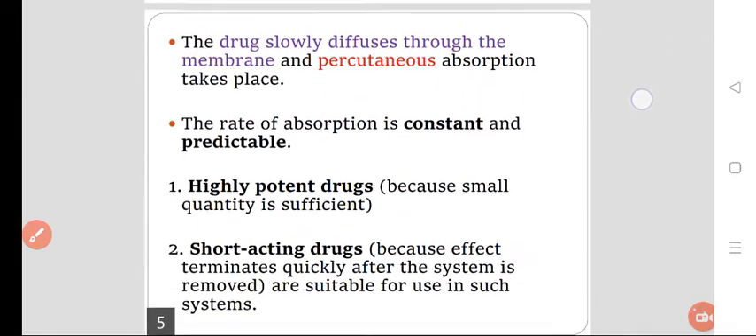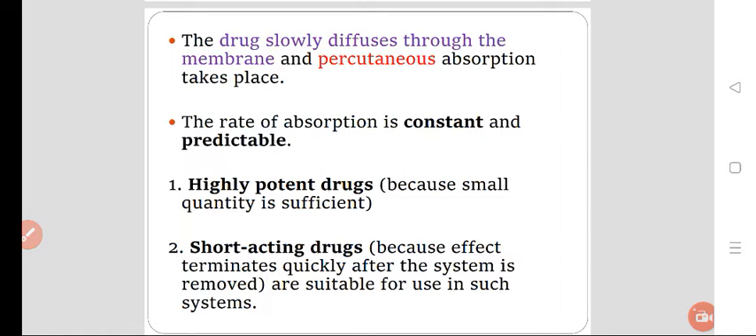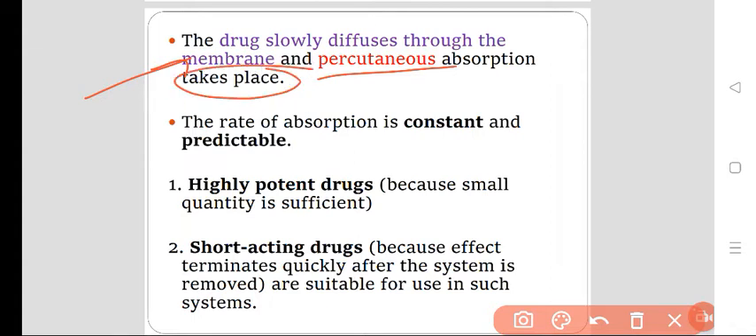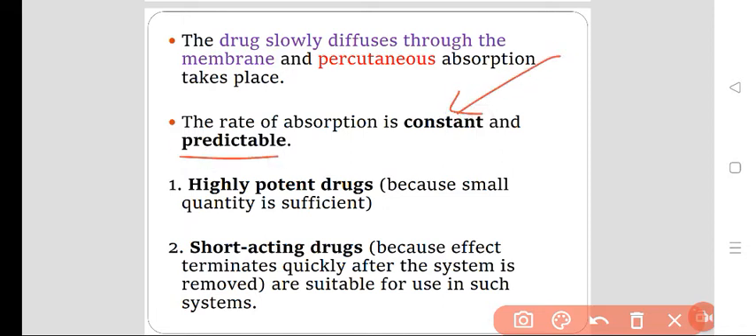Now the drug slowly diffuses through the membrane, and percutaneous absorption takes place, right? Now the rate of absorption is constant and predictable.